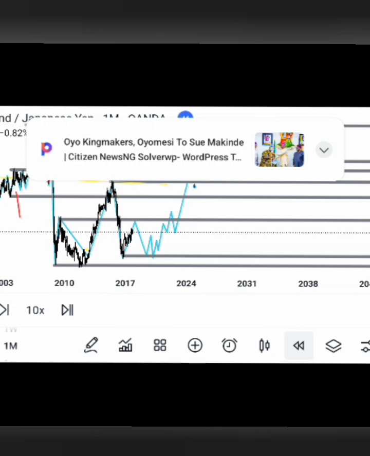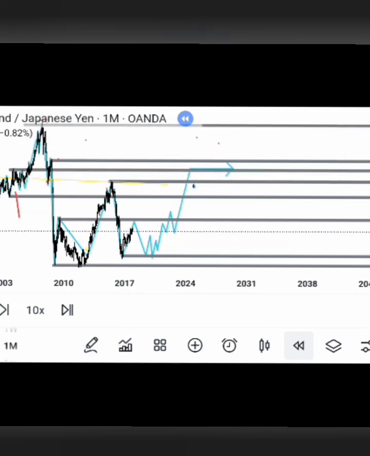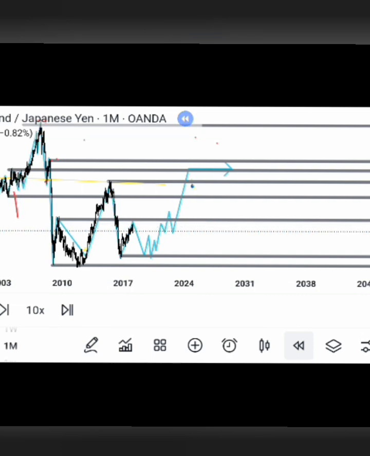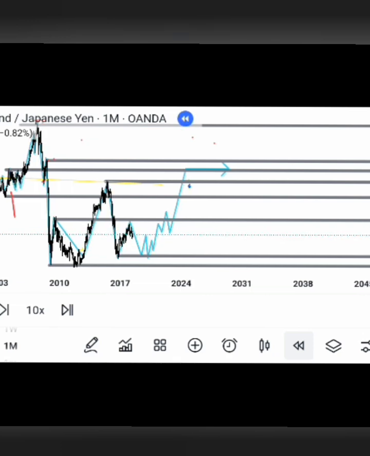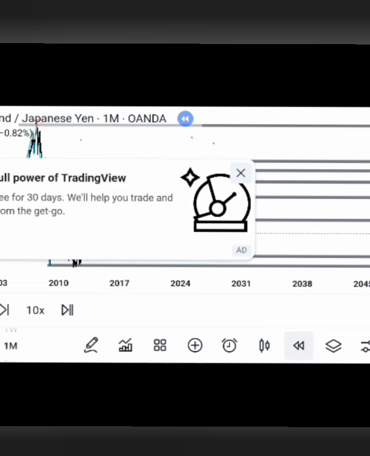Look at it. Can you see what price is doing? Bam. Price reached this resistance point. What did it do? It respected that resistance, isn't it? And began to pull back. Began to pull back. Isn't it?